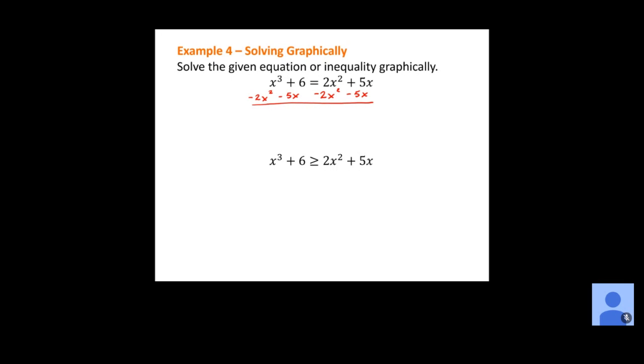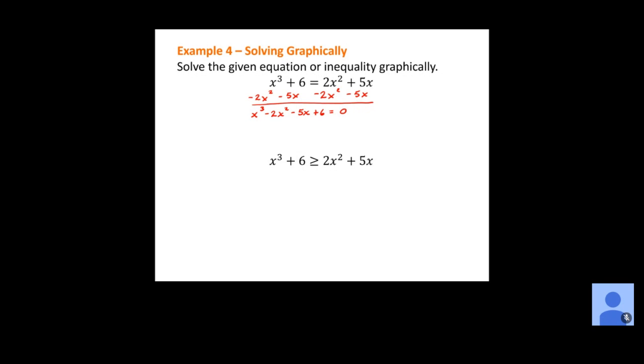All right, now if you notice here, there are no like terms on the left-hand side, so I can't combine any of those things. So now we're just left with x cubed minus 2x squared minus 5x plus 6 equals 0. And the order of those terms really doesn't matter at all, right? So I tried to keep them in order from highest exponent to lowest exponent.